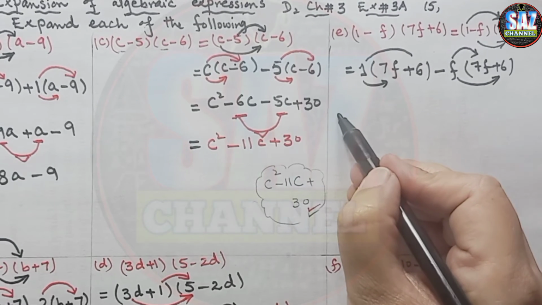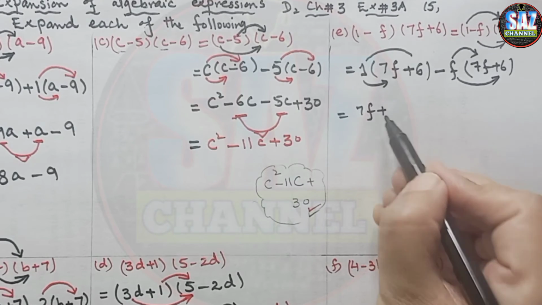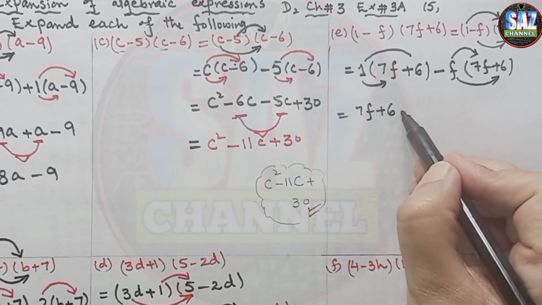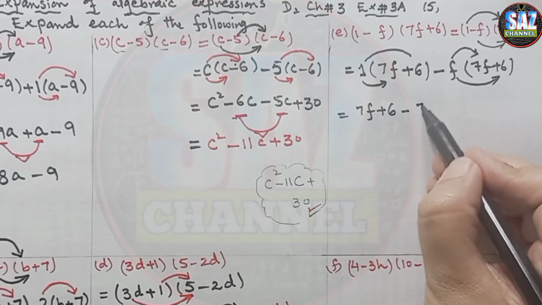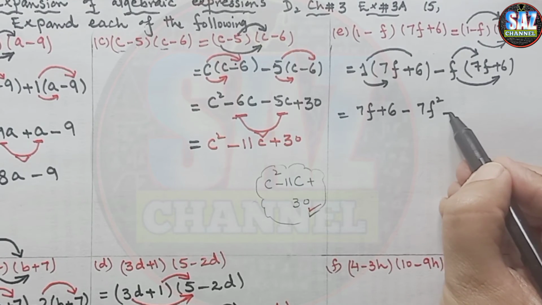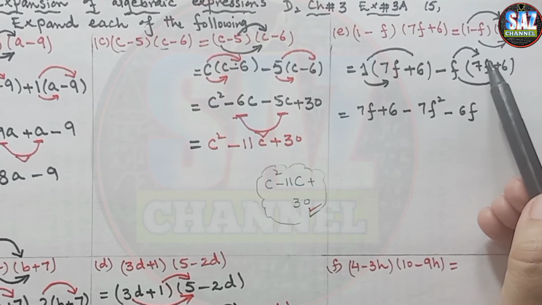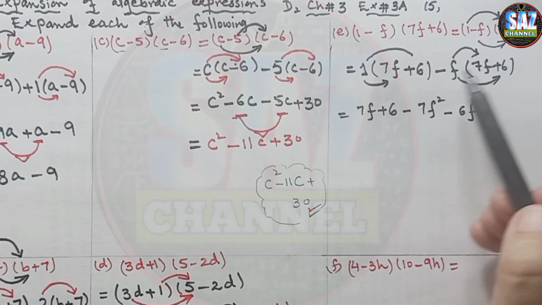Okay, now 1 times 7 is 7f plus 6, minus 7 into f dot f is f square and minus 6f. Okay, 7f square and minus 6f.